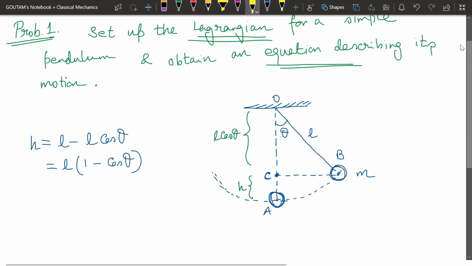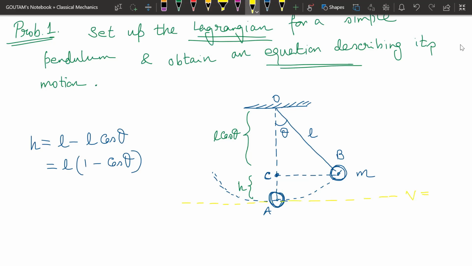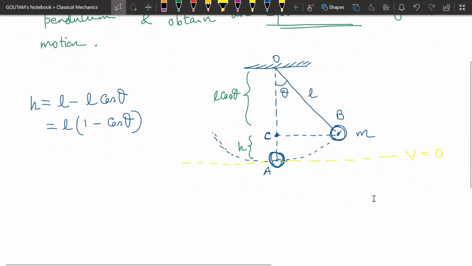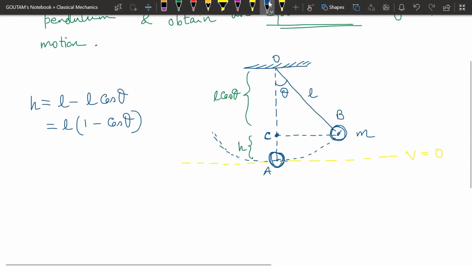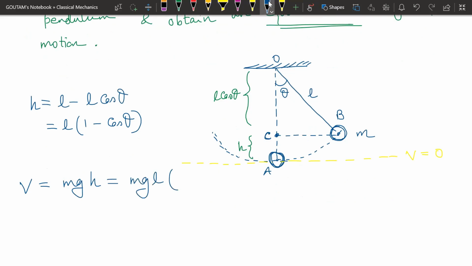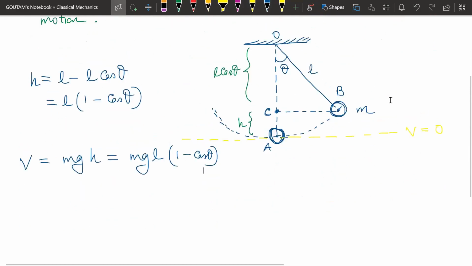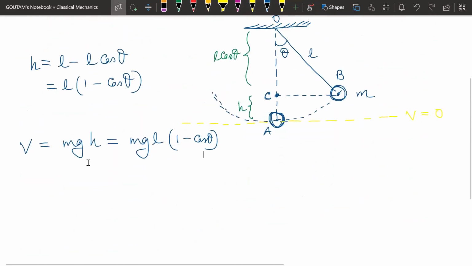Now let's assume that this is our zero potential line. Here we are assuming this yellow line, V equals 0. So the potential energy along this line is 0. In that case, when the angular displacement of this pendulum is theta, it is at a height h from this line. So its potential energy will be mgh. So V at angular displacement theta will be mgh, and h is L times 1 minus cos theta. So we have the potential energy.